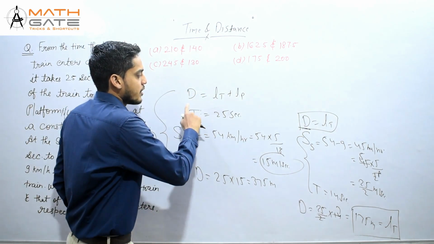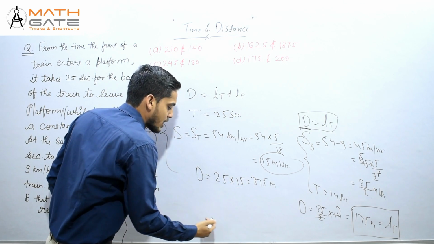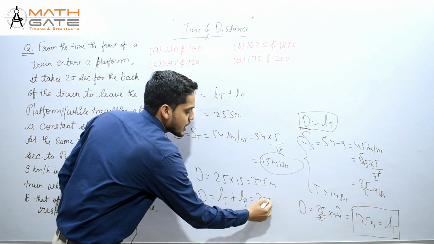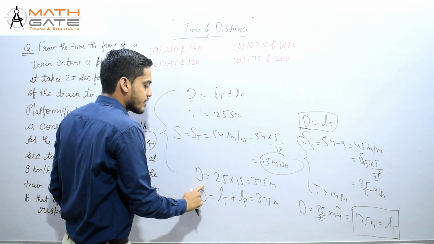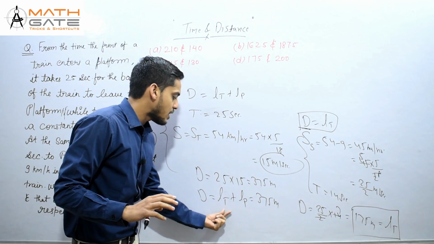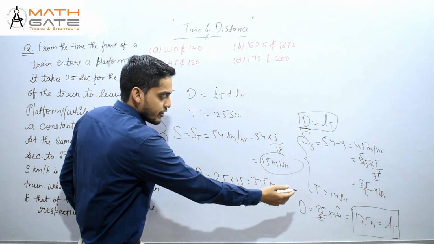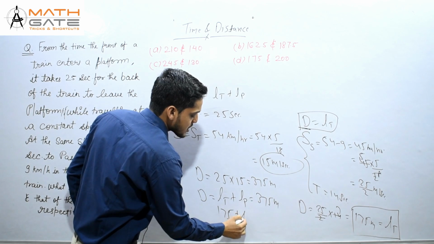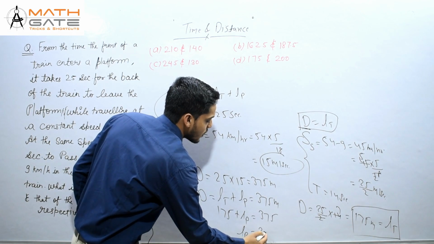Now, distance equal to length of train plus length of platform. In this case, this 375 represents what? Distance equal to length of train plus length of platform must be equal to 375, because when train passes a platform, distance represents the length of train and length of platform. So we will put the value of LT, length of train, that is 175 plus length of platform equal to 375. So length of platform will be 200 meter.